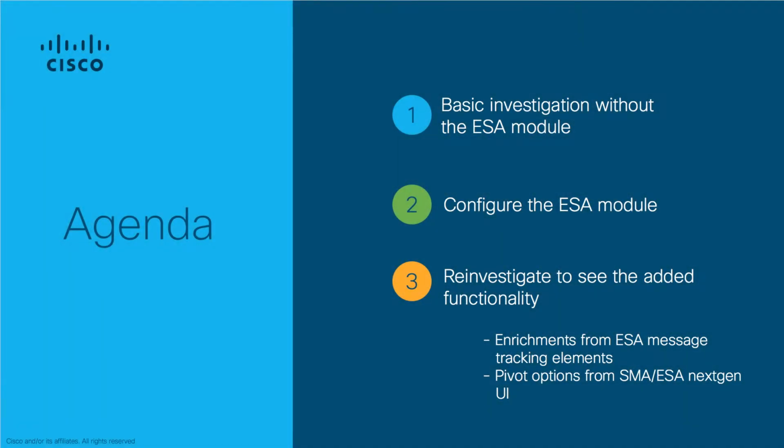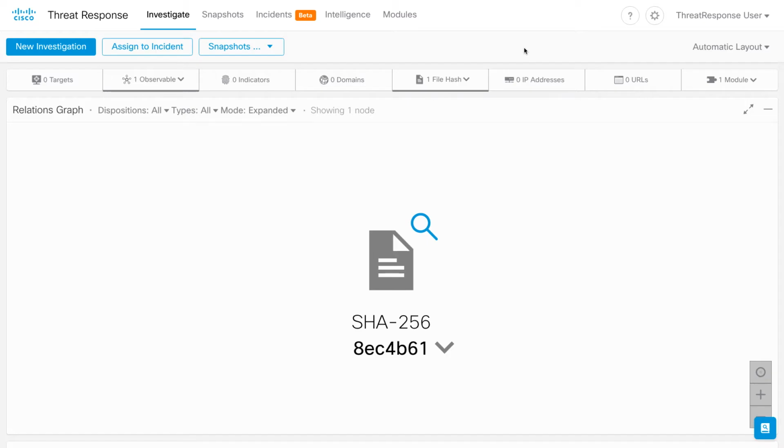A quick look at our agenda here. First, we'll see a basic investigation before configuring the email security module. Next, we'll do a step-by-step walkthrough of the module configuration. And finally, we'll return back to our original investigation after adding the module to see the added functionality. Let's kick this video off with the baseline investigation.